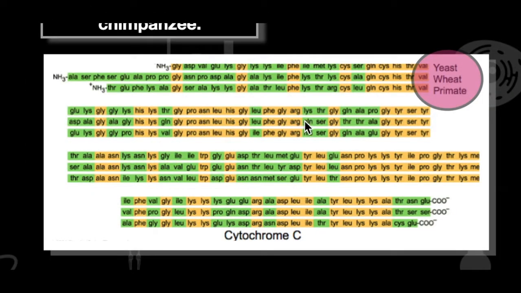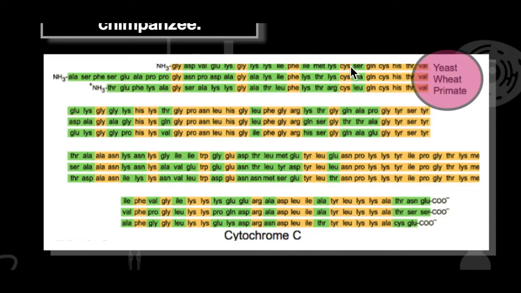So by zooming in here, we can see the yellow is going to represent the identical sequences, and then the green represents a difference in the sequences. And what we're looking at here is the change in the sequence of these amino acids. The more changes there are, the more divergent that organism is from whatever we're comparing it to. So we can see the first 5 amino acids are all very similar, but then we see a change in the amino acid sequence amongst yeast, wheat, and the primates here amongst all 3 of those individuals.